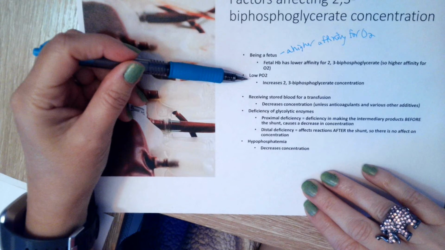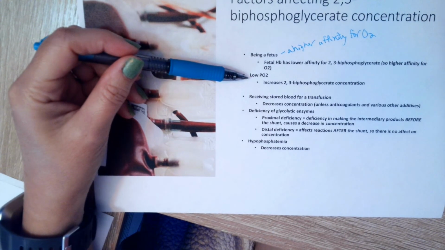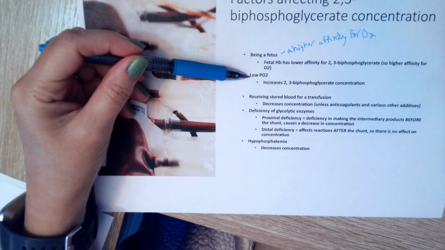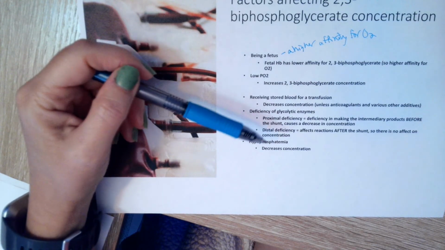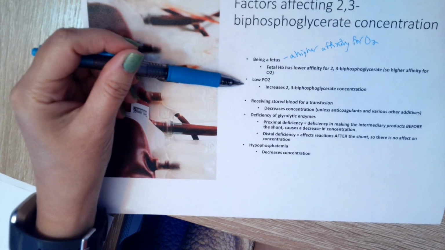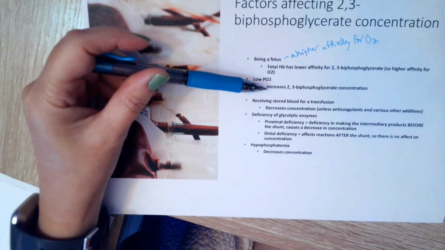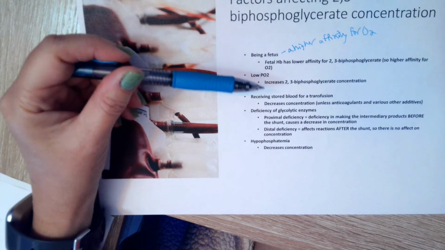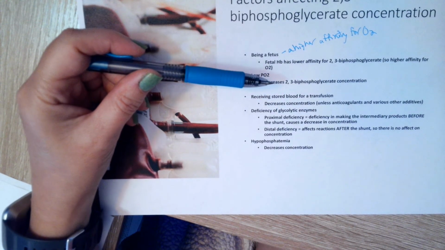Now, assuming you are not a fetus and you are an adult person moving around in the world, if you have a low PO2, this will cause you to have higher concentrations of biphosphoglycerate. So not having a lot of oxygen in your blood, you're sitting there in a hypoxic situation, your cells are needing the oxygen, you want to let go of whatever oxygen you have on your hemoglobin so that the cells can have it.